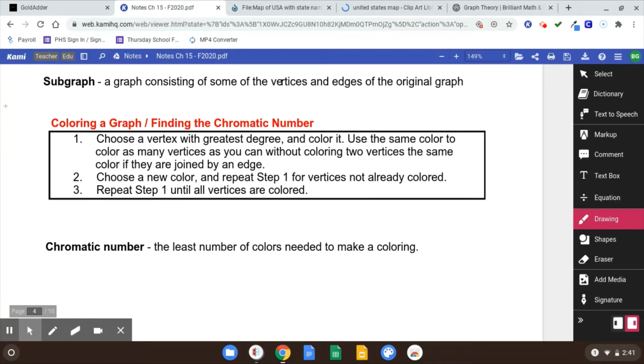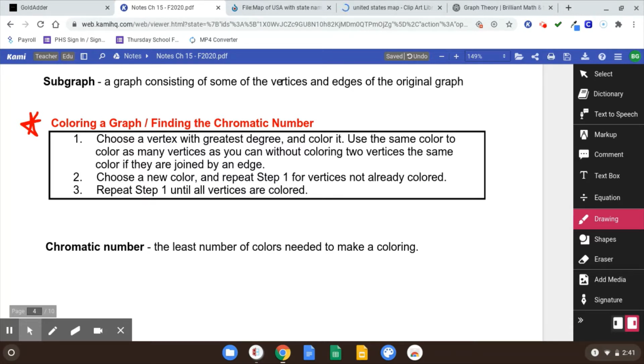A subgraph is a graph consisting of some of the vertices and edges of the original graph. So it's just a piece or a part of the original graph. Coloring is what we want to answer the map question. How many colors do I need? What's the least number of colors I would need to color a map?